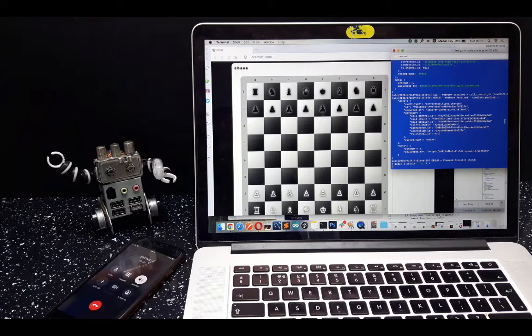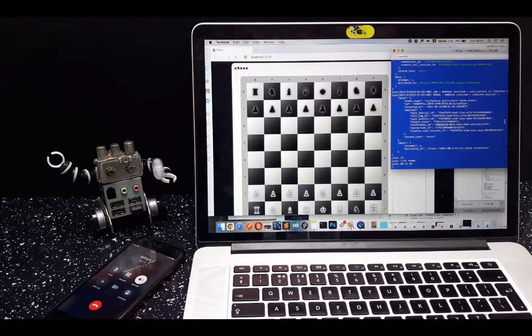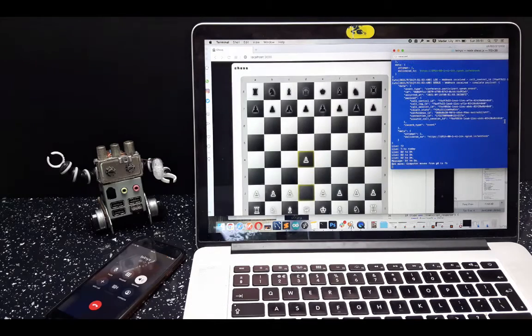They then speak into the phone, saying, I would like to move from here to here, and that voice information goes through Telnyx to symbl.ai. D2 to D4. It processes that, it works out the move they want to make.